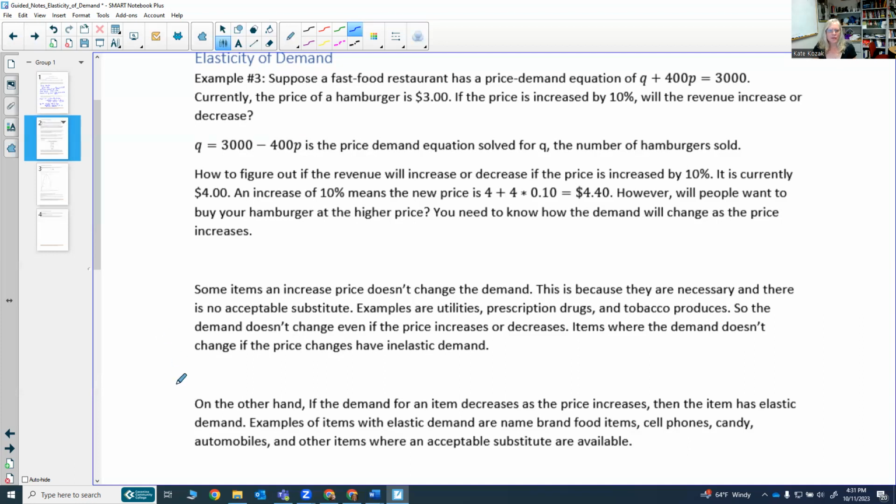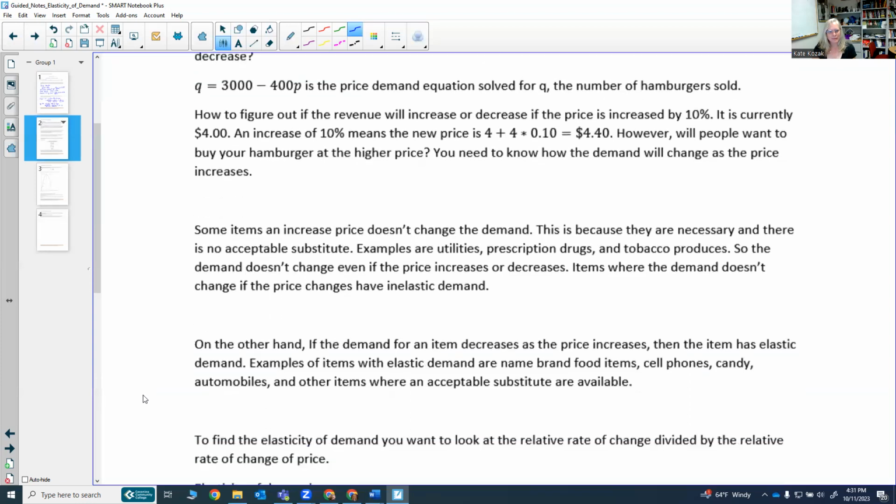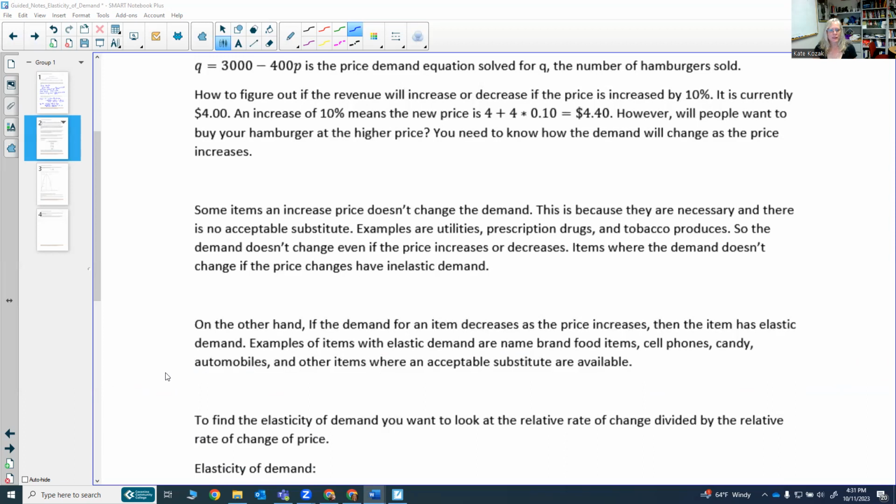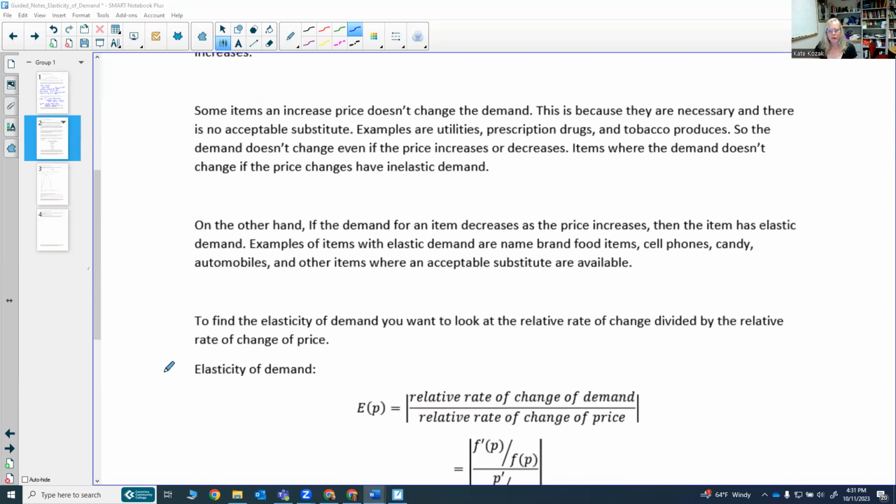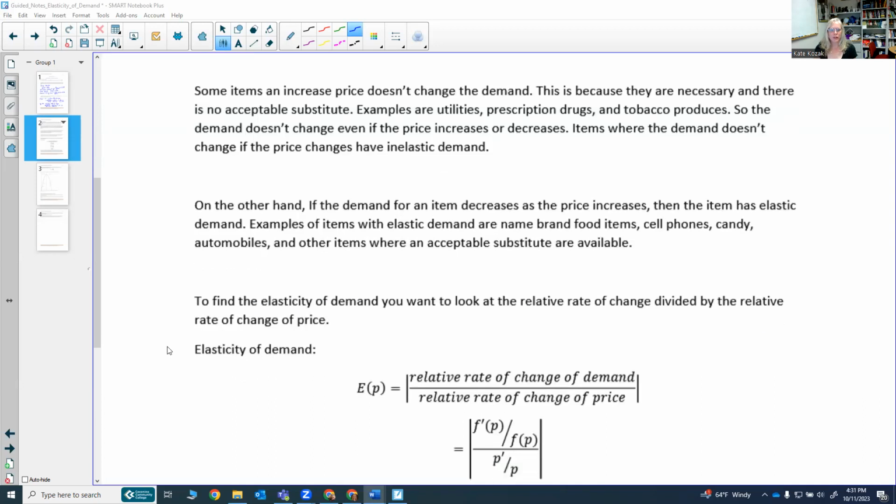On the other hand, if the demand for an item decreases as the price increases, the item has elastic demand. Examples of elastic demand are things such as name brand food items, cell phones, candy, automobiles, and other items where an acceptable substitute is available. To find the elasticity of demand, you want to look at the relative rate of change divided by the relative rate of change in price.